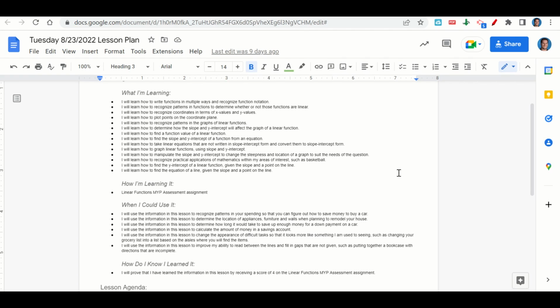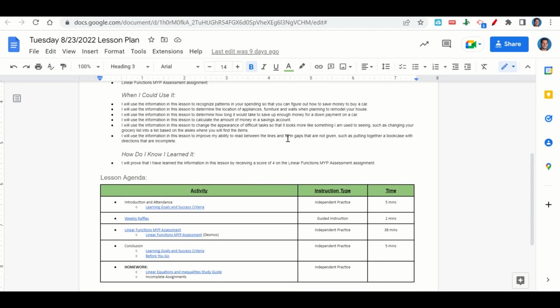money in a savings account, to change the appearance of difficult tasks so that it looks more like something you are used to seeing, such as changing your grocery list into a list based on the aisles where you will find the items, and to improve your ability to read between the lines and fill in gaps that are not given, such as putting together a bookcase with directions that are incomplete. How do you know you learned it? By getting a score of 4 on the linear functions MYP assessment assignment.